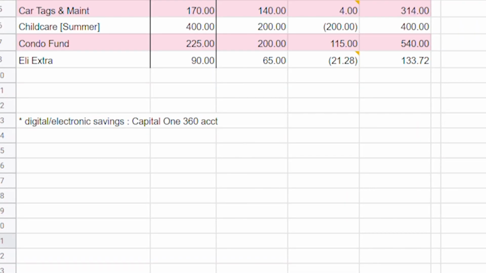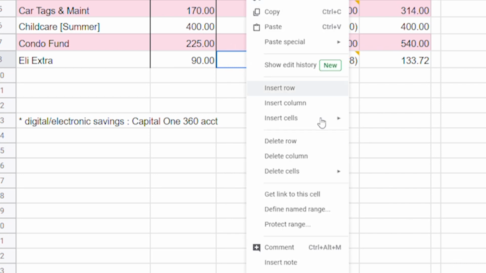Eli Extra had a starting balance of $90. In May, we added $50 the first paycheck, $20 the second paycheck, but then we took out $5. I forget what that was actually for now that I think about it. Oh, field day. That's what that was. So let me go ahead and add that note right now.